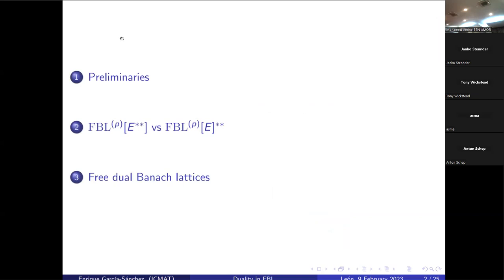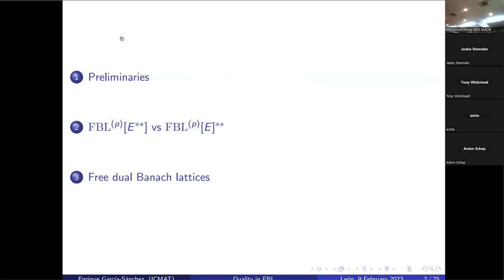In this talk, I'm going to spend some time on some preliminaries, free objects in general, and then I'm going to talk about bidual spaces, which are a particular case of free objects, and free Banach lattices that David has already talked about, and Pedro will, I assume, talk a little bit more about in his talk. And then I'm going to go to the main topics of this talk, which will be, first of all, comparing these two free objects.